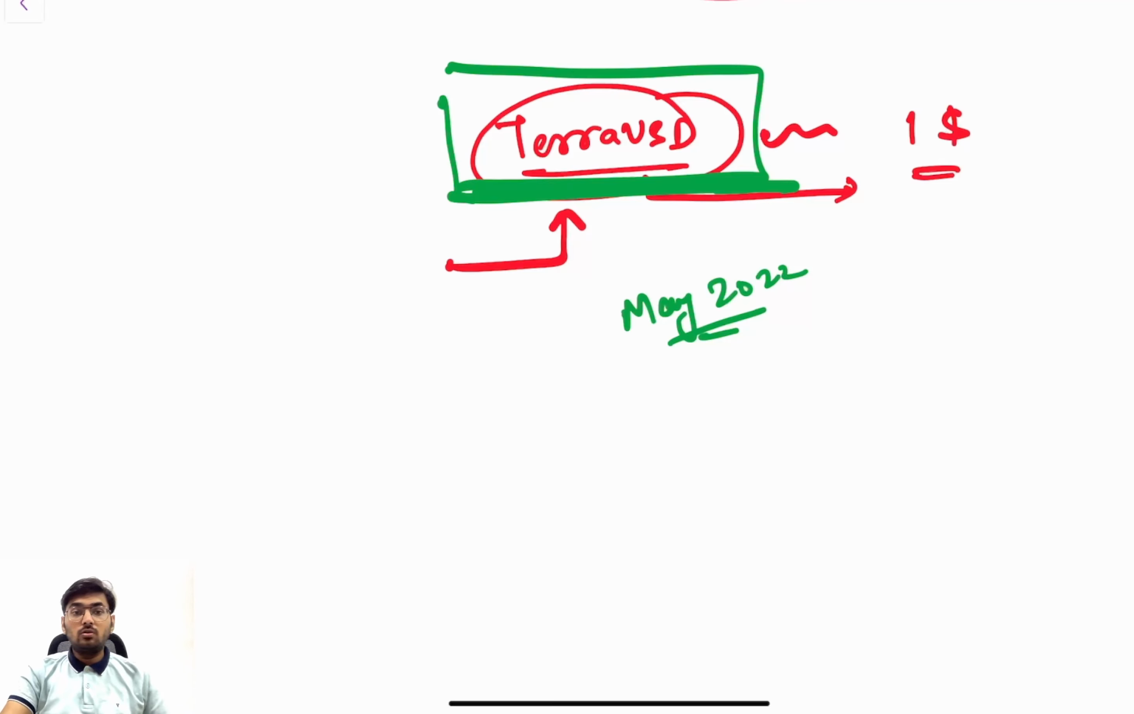Now you can also buy tokens. Okay, now these tokens are backed by a real asset like gold. Means the value of one token is equal to the value of 1 gram of gold, and we call them asset-backed tokens. They are known as asset-backed tokens.